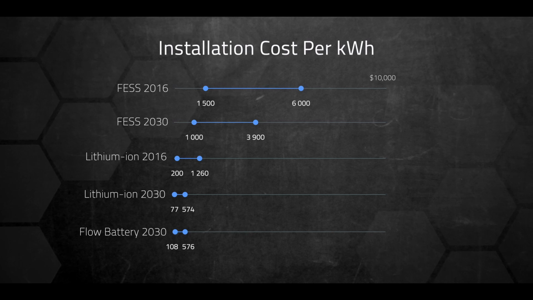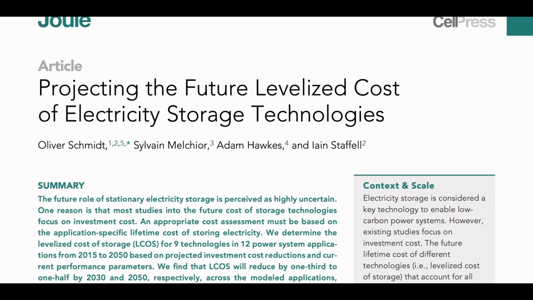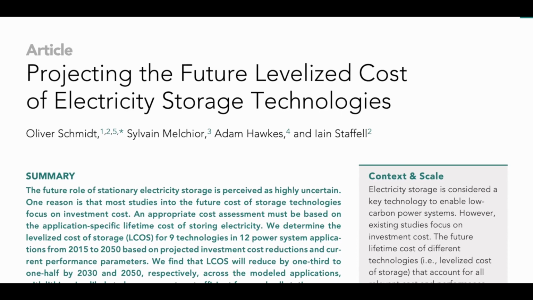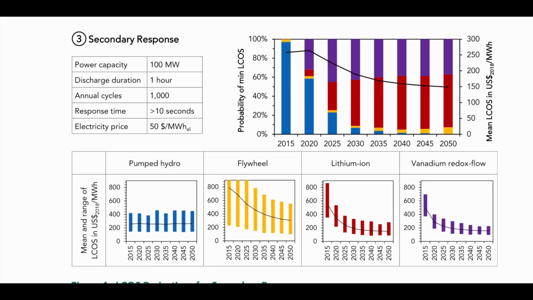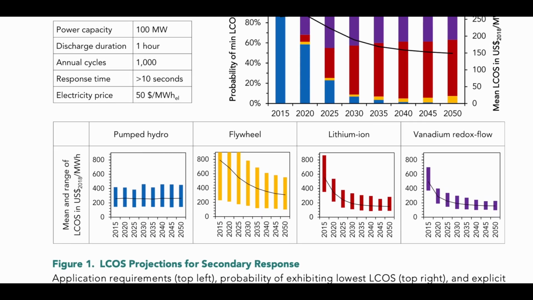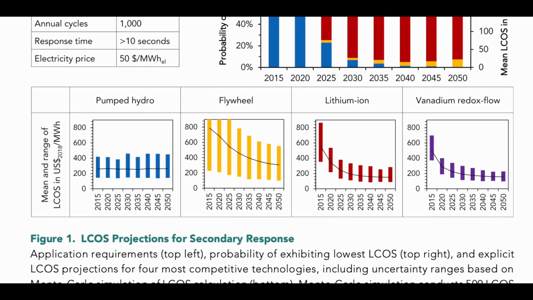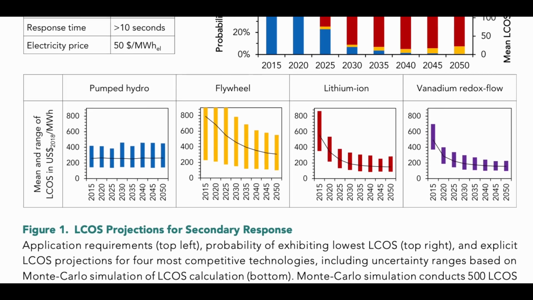Another interesting analysis is the levelized cost of storage, which is directly comparable to LCOE, but for storage systems. In this analysis, the mean for flywheels might reach around $520 per megawatt hour in 2050, while lithium-ion and vanadium redox flow batteries might have a mean between $280 and $220 per megawatt hour respectively.